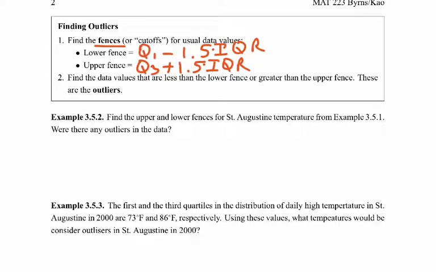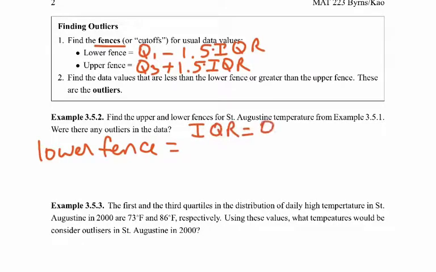So the next example, it says find the upper and lower fences for the St. Augustine temperature recorded from the last example. Were there any outliers? So let's do that. Let's find the lower fence. So the lower fence, we're going to say is Q1 minus 1.5 times the IQR. Now before I get too into this, I do need to figure out what the IQR is. So the IQR, remember to calculate it, it's Q3 minus Q1.